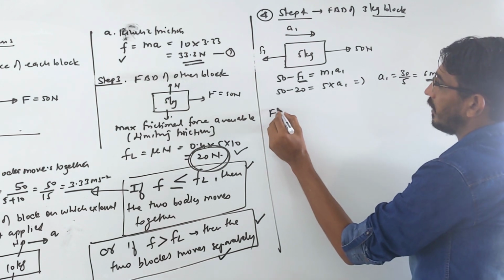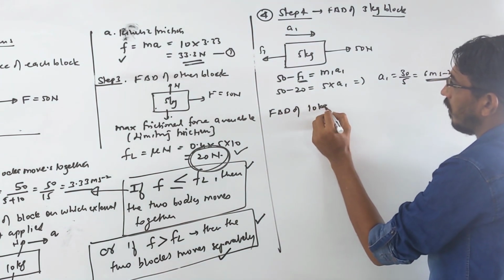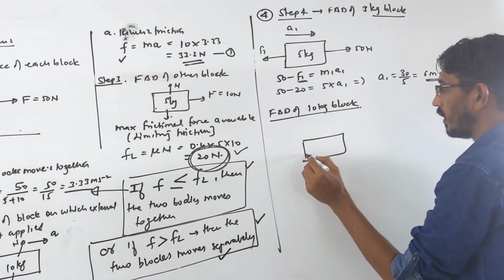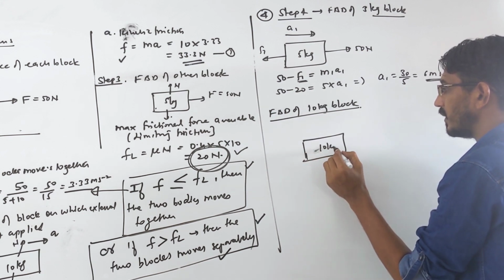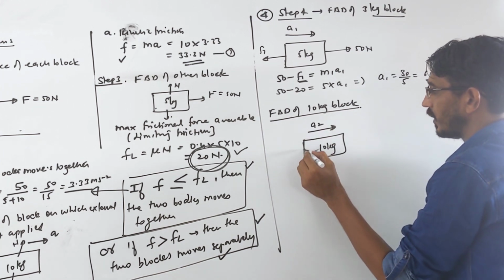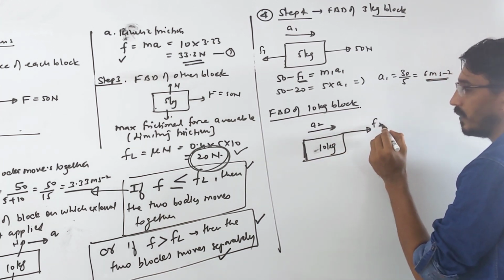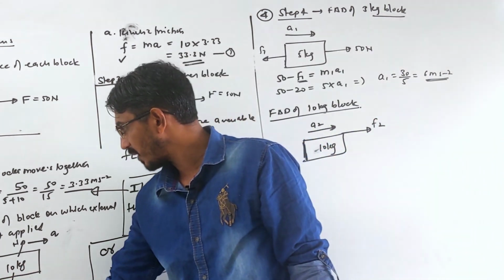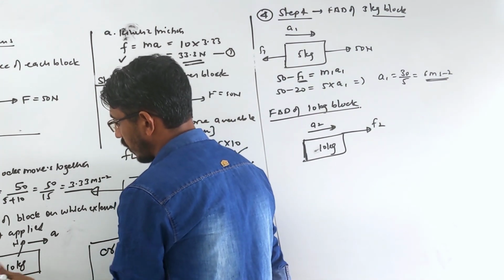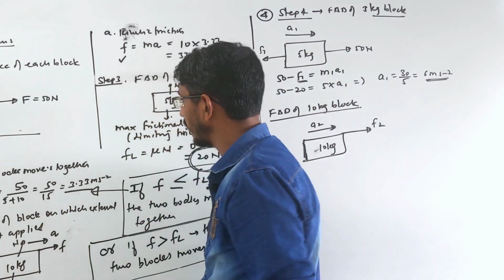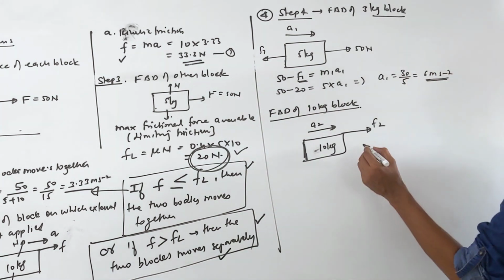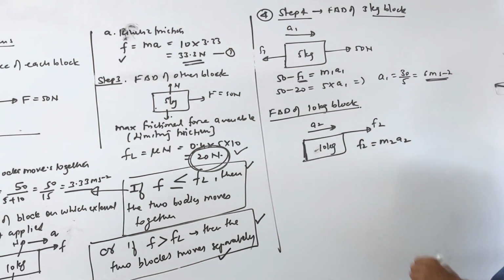Then write the FBD of the 10 kg block. How does it look? That's the 10 kg block here. What forces are acting? It is accelerating in that direction with acceleration A2, and the frictional force F2 acts here. I think in this picture I wrote the frictional force a little wrong. The frictional force will not act in this direction, because it's trying to stop, so I should write the frictional force at this point. Everything else will be the same, no change, just the direction I wrote is opposite here. Be careful about that. So F2 should be equal to M2A2, no other forces are acting.